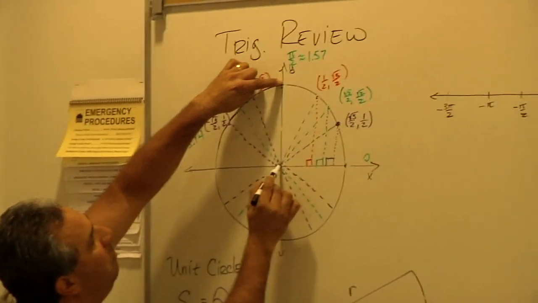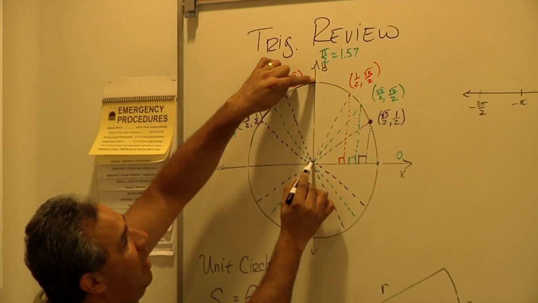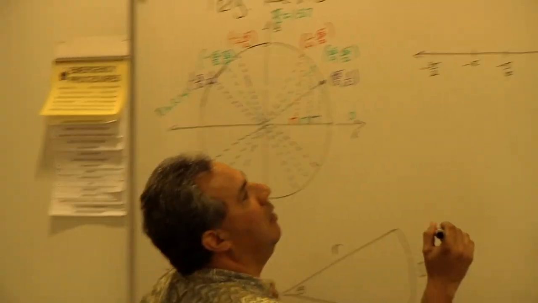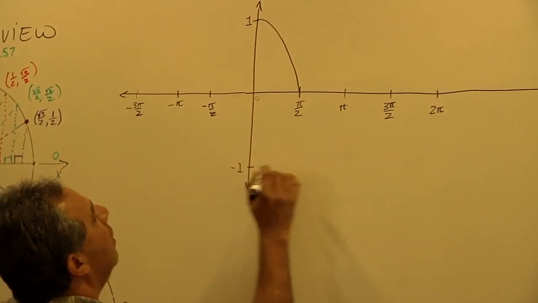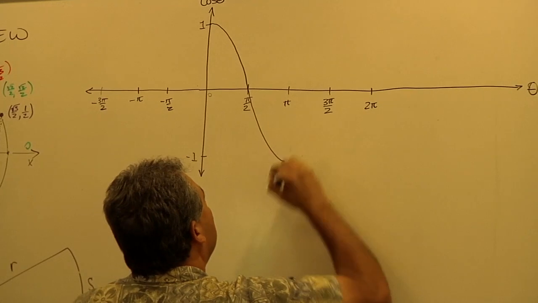Then when I go from pi over 2 to pi, x is now becoming negative, correct? And moving to what value? Negative 1. So I'm down here at negative 1. That's where I'm at pi.